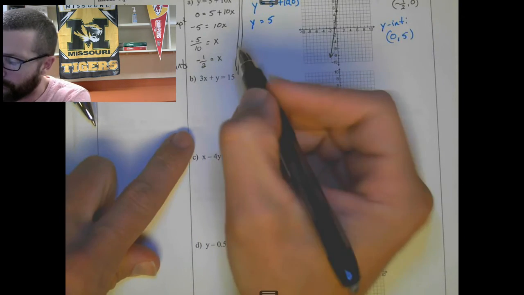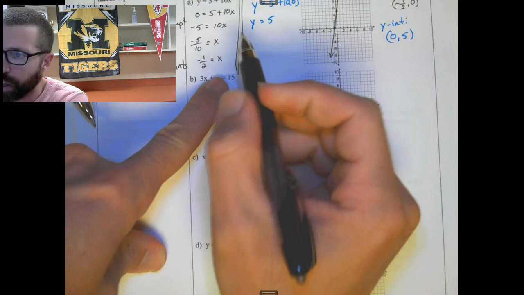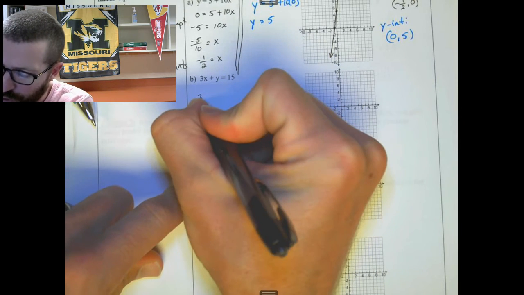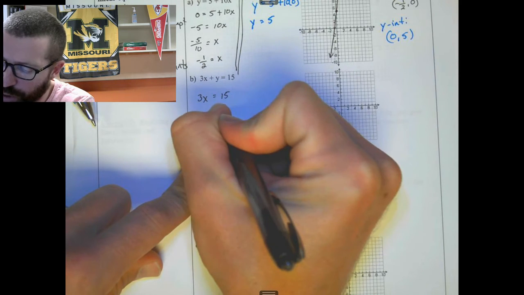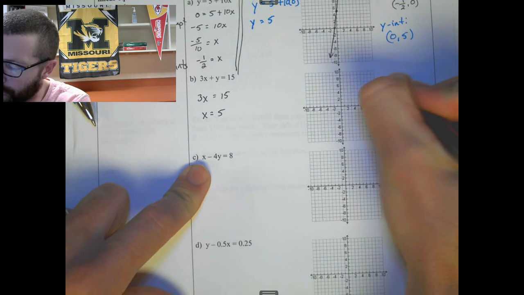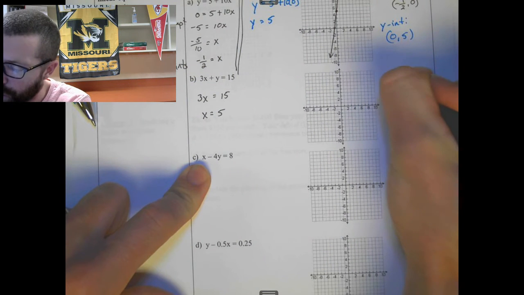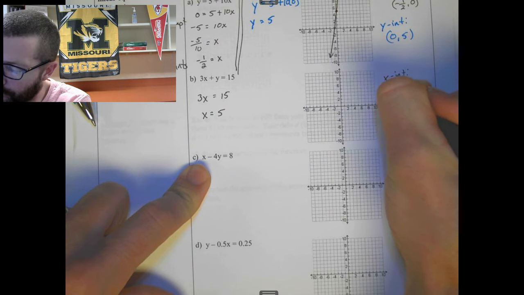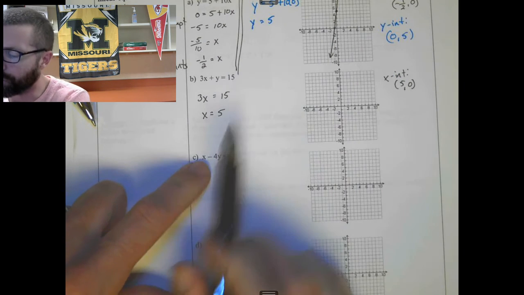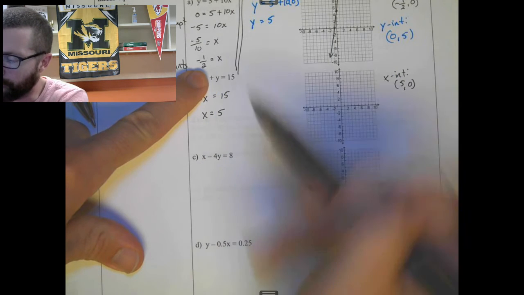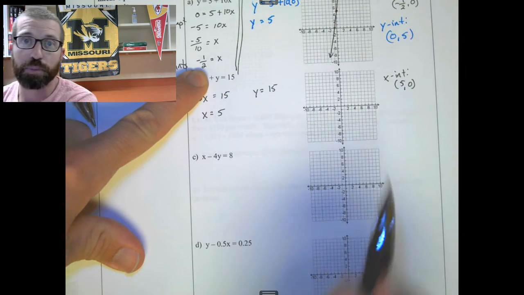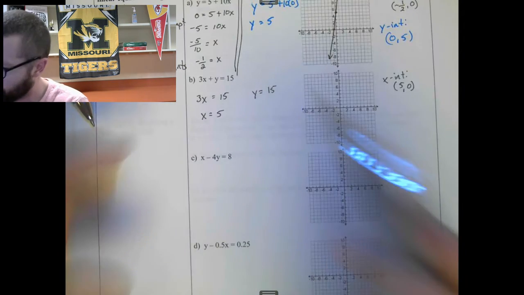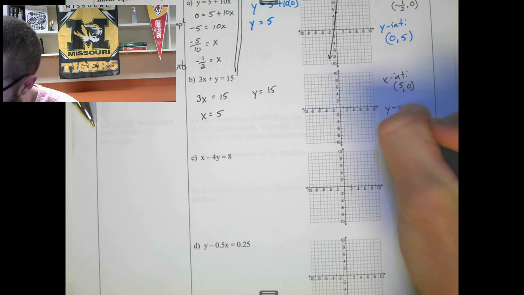So we're going to use the cover-up method here. Let's cover up y, and that leaves us with 3x is equal to 15. And so I divide by 3 on both sides and get x is equal to 5. So my x-intercept is 5, 0. And then let's cover up the x, and that leaves me with y is equal to 15. So my y-intercept is 15, which is off the graph, which we'll have to account for.